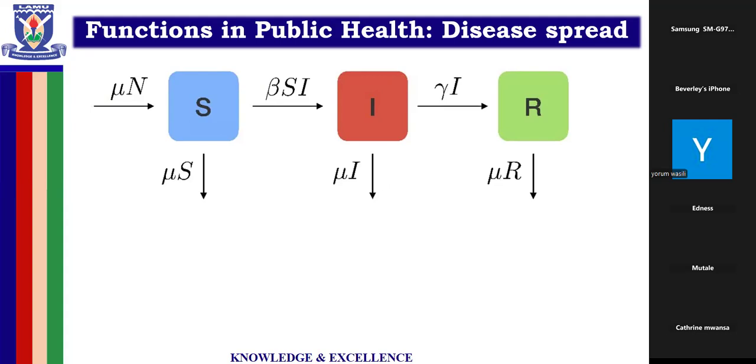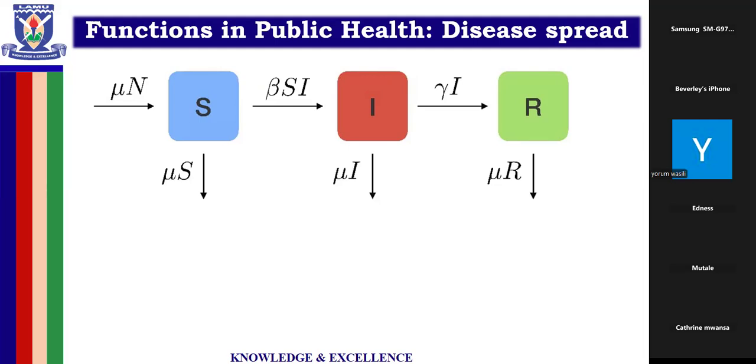So in the S group, we might have additions. These additions can come from either births or immigration, meaning people from other countries coming into our country. But there might be deaths taking place in this group, a natural death. Then again, this decreases the number of people in this group.